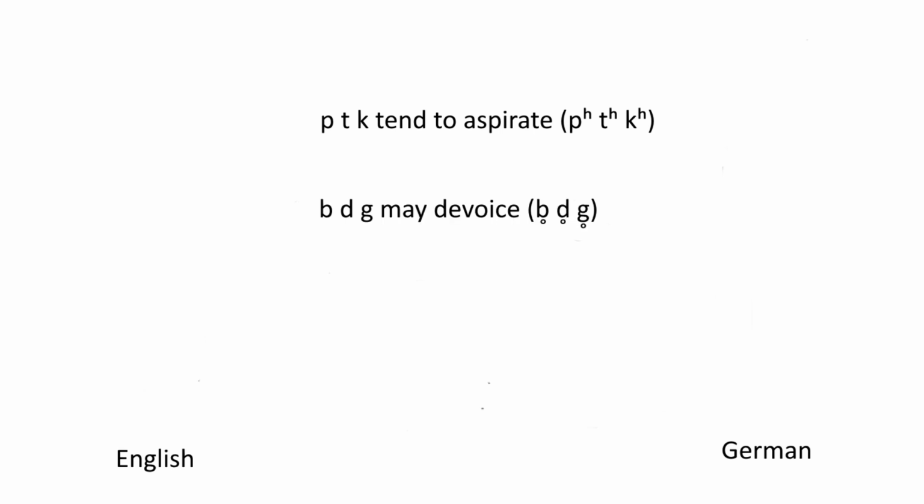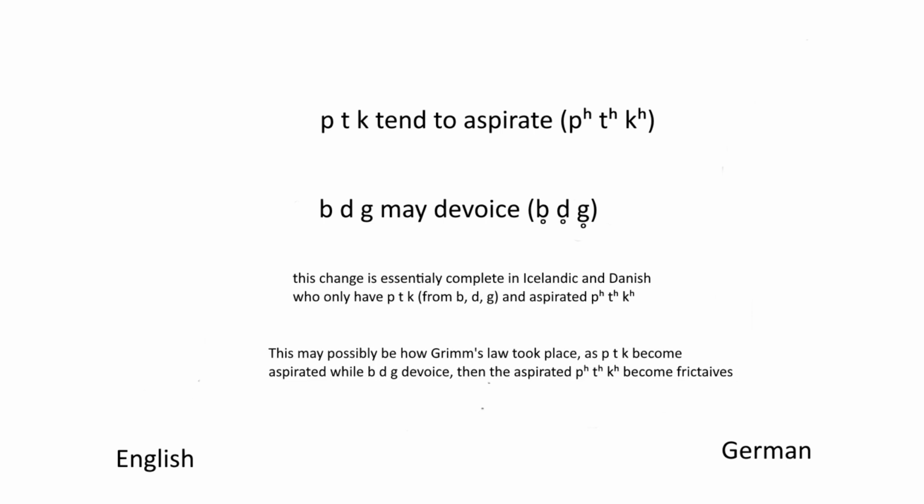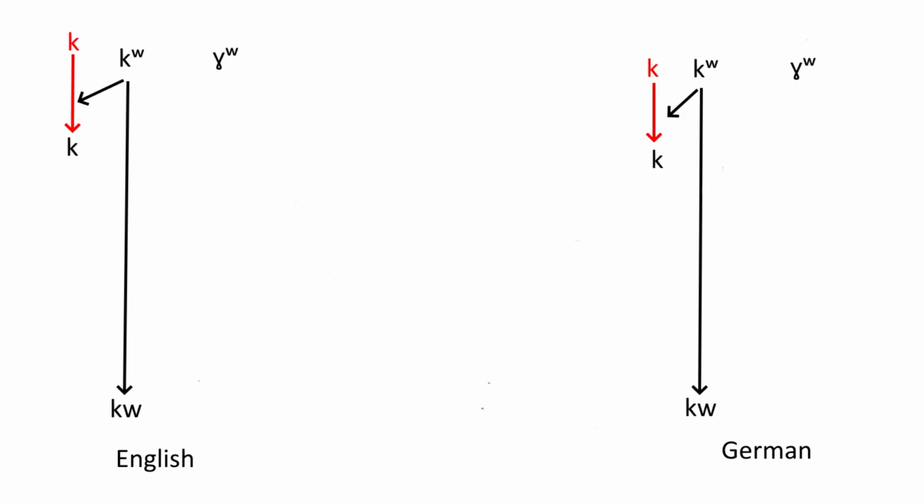Thus, the difference between p, t, k and b, d, g has more and more to do with aspiration rather than voicing. Onto the final two plosives, the palatalized kw and gw. Kw essentially went through the same changes k went through, or became the sequence qu in word initial position, while gw generally merged with w.